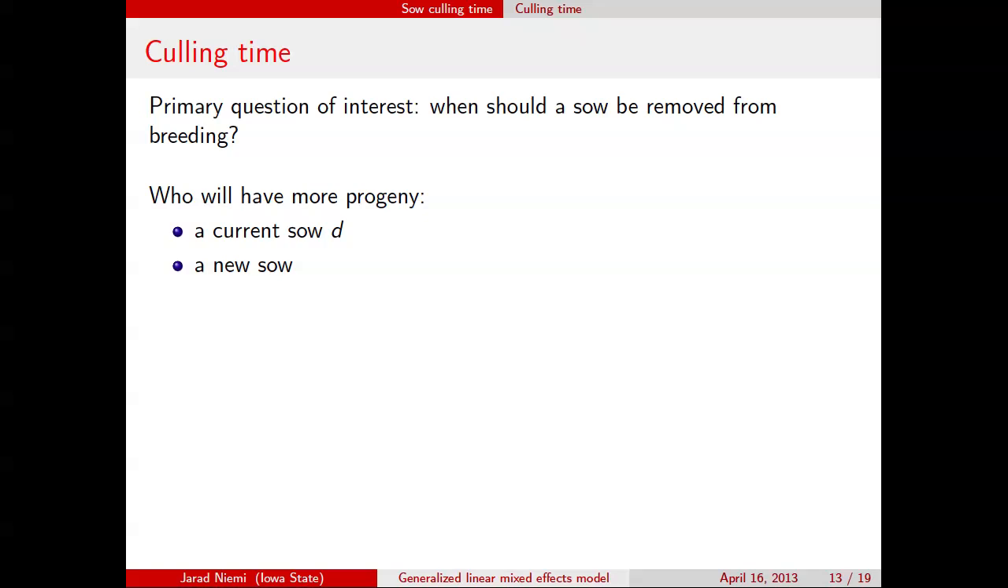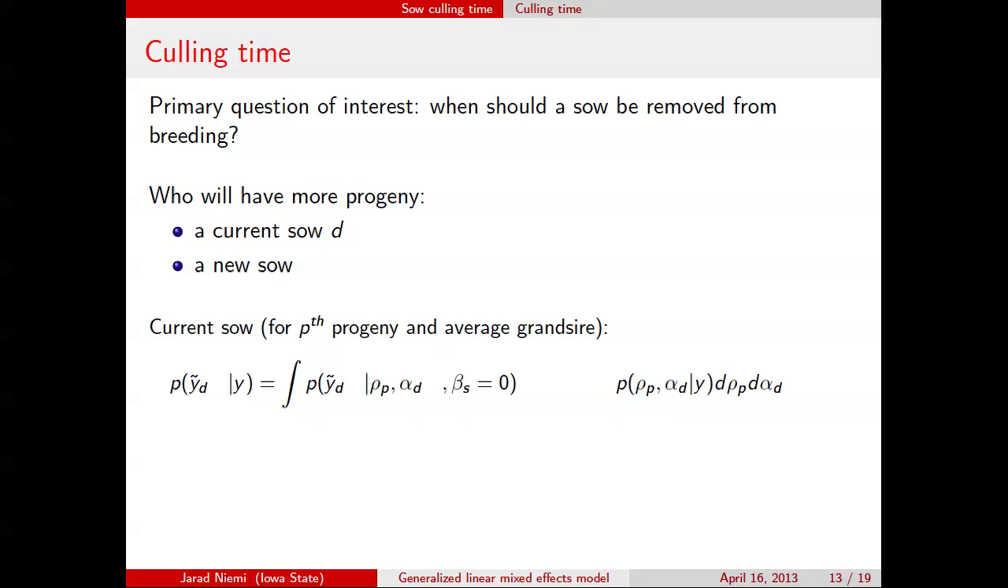The idea here, and it's sort of true, is that you have a fixed number of pens that these sows live in, and so if you take one out, you put a new one in. So the question of interest is to compare what we would predict for this sow versus a new sow. Here's what we're looking for. The current sow, let's say, had p-1 parities, had already p-1 litters. And so we're really trying to predict what this particular sow D would have for its p-th parity, because these just increment.